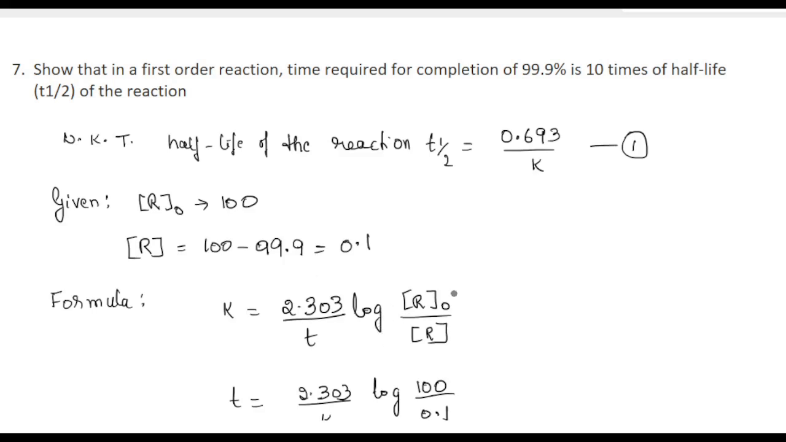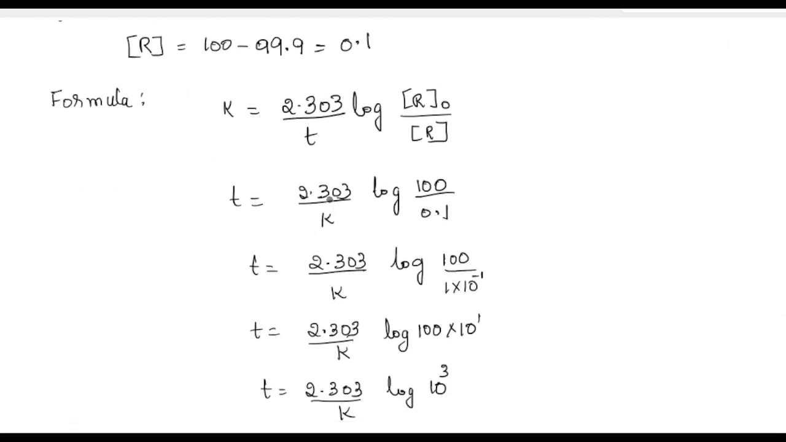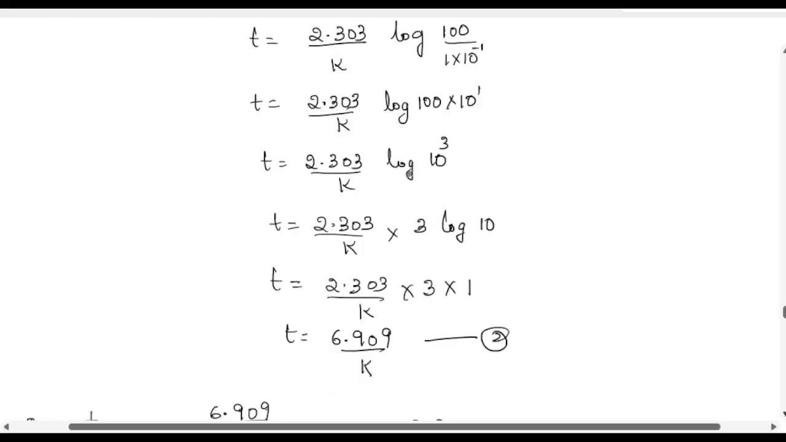Substituting the values of R naught and R, we get T equal to 2.303 by K log 100 by 0.1. So log 100 by 0.1 is log 10 to the power of 3. Log 10 to the power of 3 can be written as 3 log 10. So T equal to 2.303 by K into 3, and log of 10 is 1. So we get T equal to 6.909 by K. Let us put this as equation number 2.